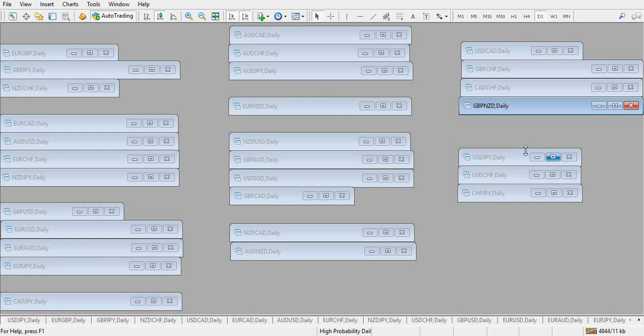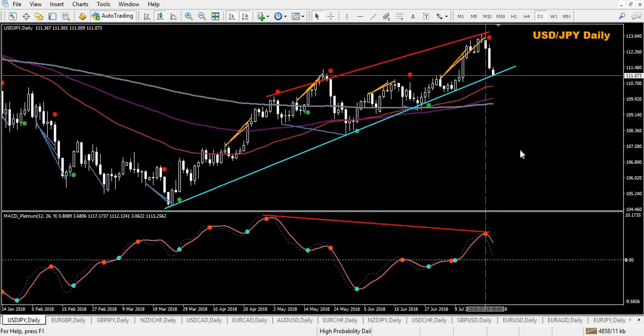Now these three, I haven't taken these. I'm going to go over three pairs: the USD Japanese yen, the USD Swiss franc, and the Swiss franc Japanese yen. Haven't taken any action on them, but I'll just quickly show you what I'm looking at. Probably should have. This is the USD Japanese yen.